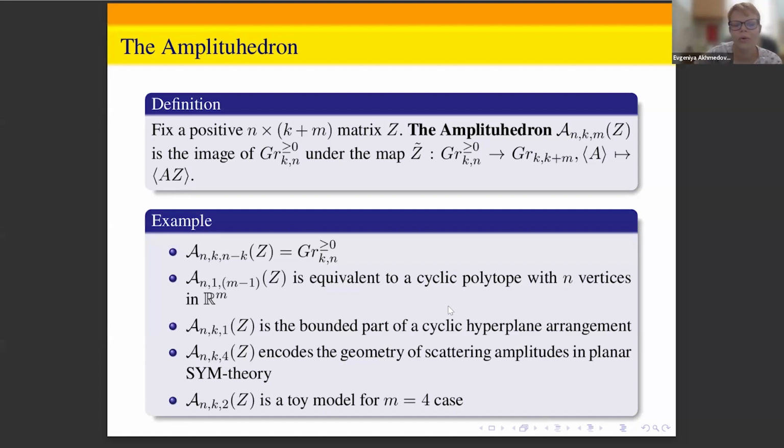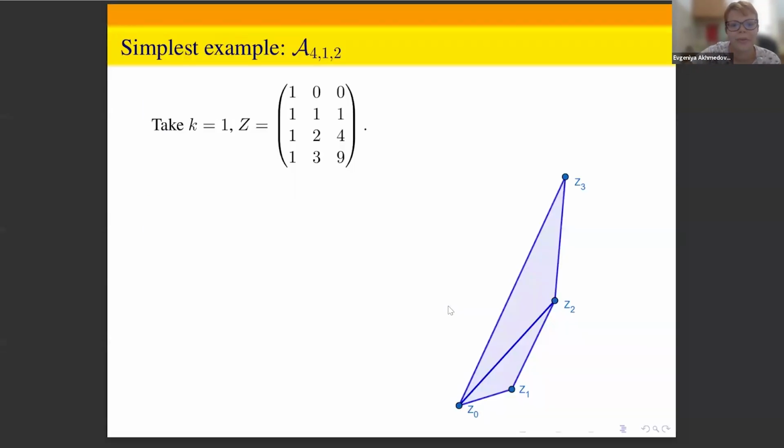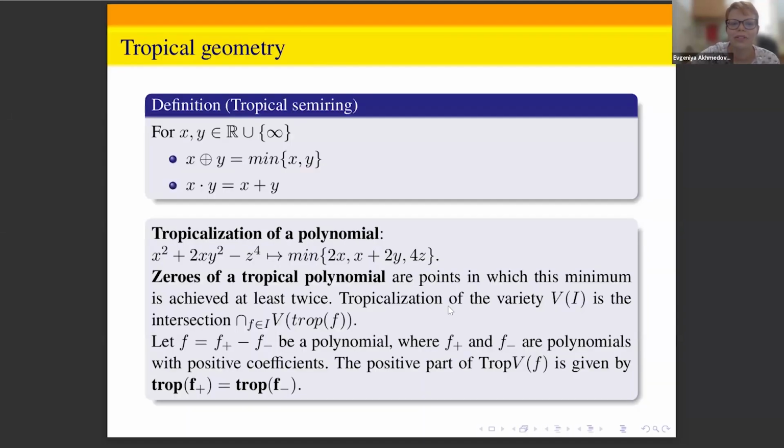For m equal 4, it's the project we are currently working on. And when we have some pictures, we'll stick to a very simple example of m equal 2, n equal 4. And we will see it in the tropical case later on.